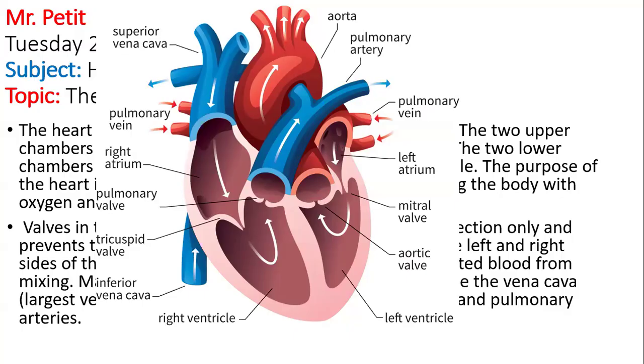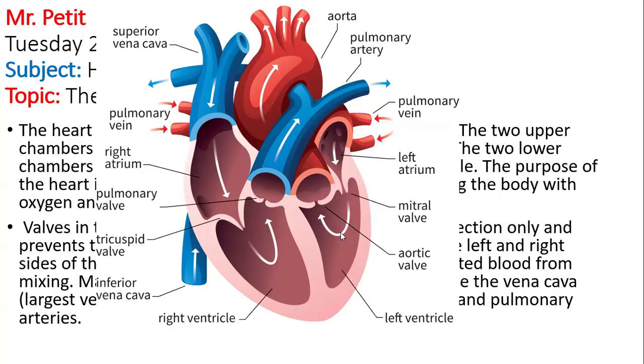Very good. What is the job of the left atrium? What is it collecting? Oxygenated blood. Oxygenated blood from where? The pulmonary vein. Pulmonary vein, but where does the pulmonary vein get it from? The lungs. Very good. So it's going to get the oxygenated blood from the lungs and it's going to be collected in the left atrium.